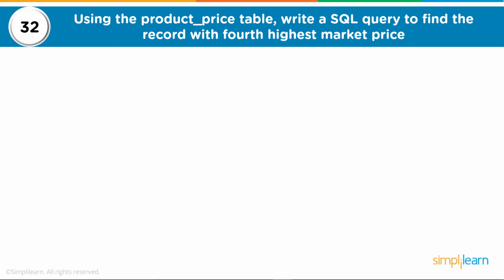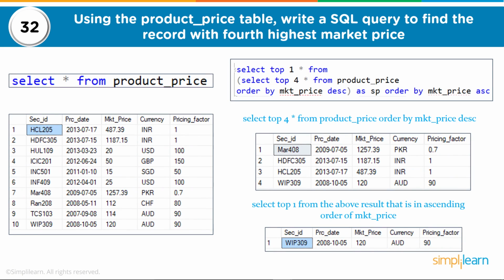Using the product price table, write an SQL query to find the record with the fourth highest market price. So here we have a little bit of a brain teaser. They're always fun. And the first thing we want to do is, if you look at the script on the left, we really want the fourth one down.